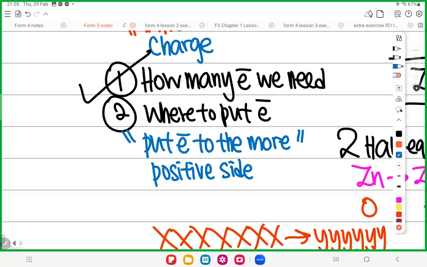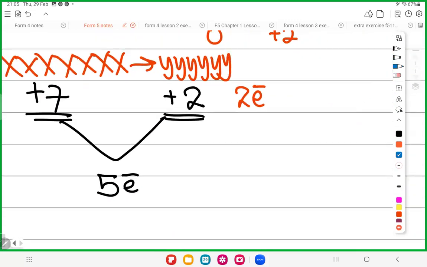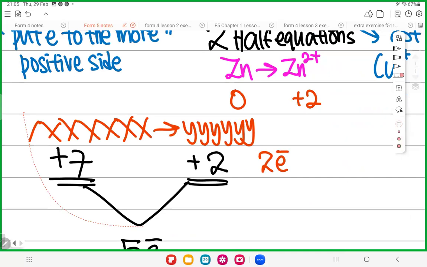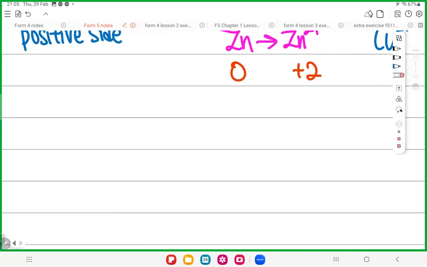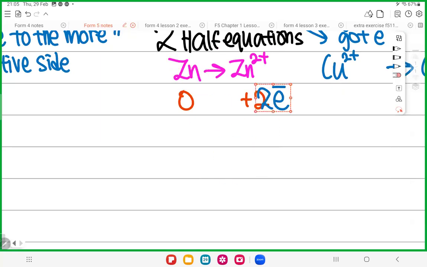Why? Very simple, guys. Let's say the total charge on the left-hand side is 0. The total charge on the right-hand side is plus 2. We know 0 and plus 2, the difference is 2. We need 2 electrons. So do we put these 2 electrons here, or here? Okay? So very easy one. Common sense, everyone.